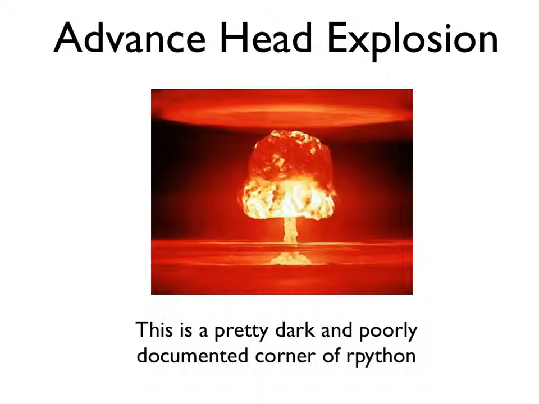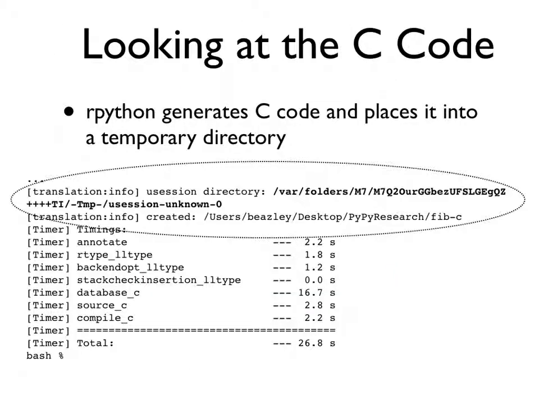I'm going to do the head explosion first just to get it out of the way. This is going to be pretty mind-boggling. It turns out that this is a really poorly documented corner of the RPython world, so there's not a lot of discussion of this. A lot of this is just scientific experimentation, if you will. If you mess around with this RPython thing, it does make a bunch of C code. And you can go look at the code if you very carefully study the output of that huge Mandelbrot set thing that got made there.